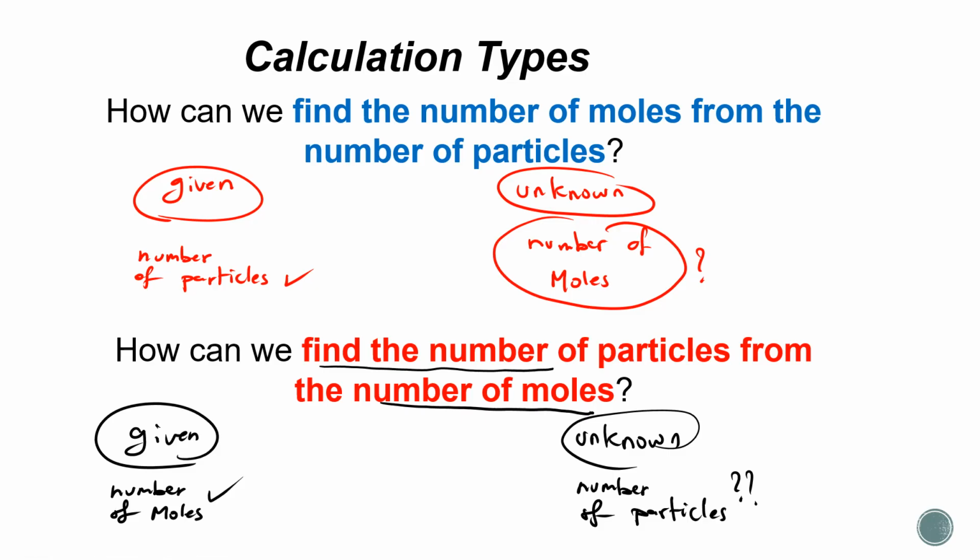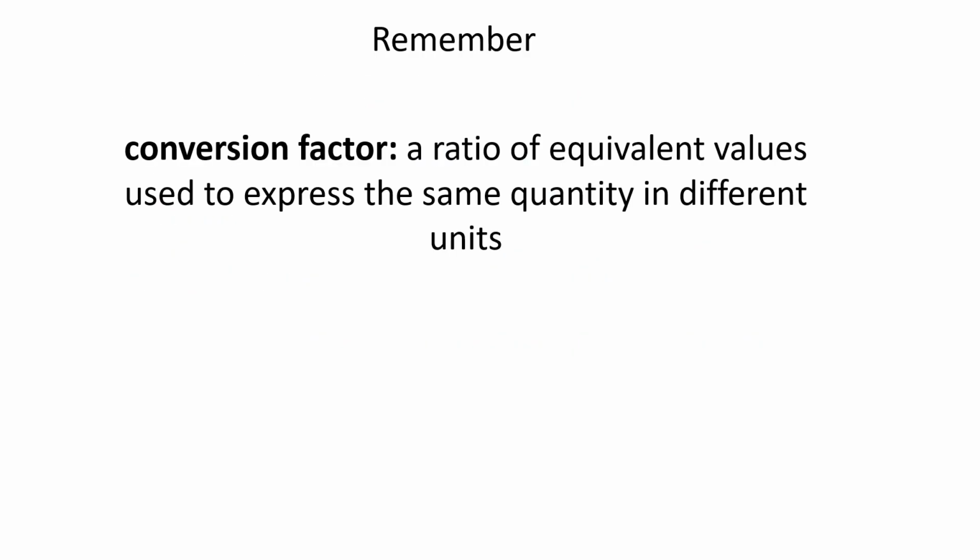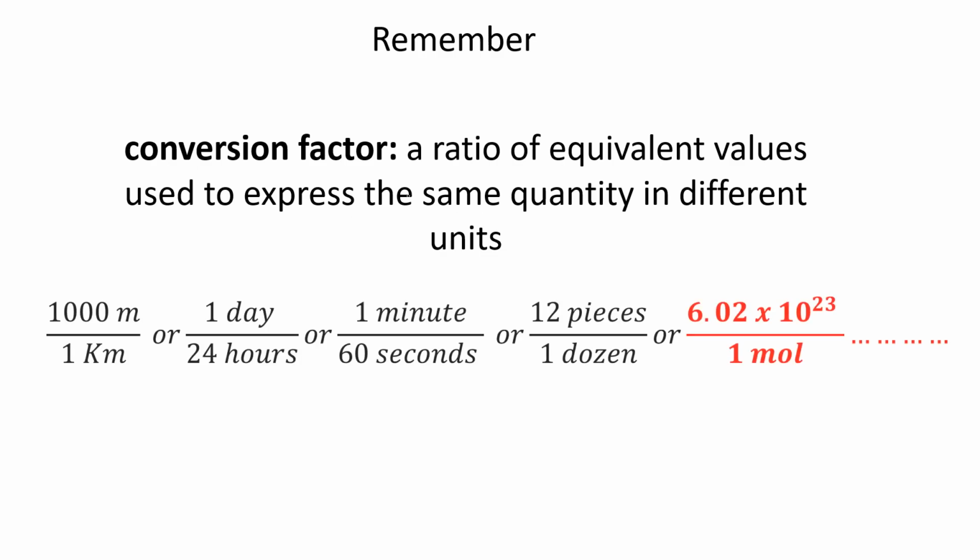There are many ways to do this, guys, and one of the ways is to remember conversion factors. Okay? So a conversion factor is a ratio of equivalent values used to express the same quantity in different units. طبعا this is a little bit complicated, but I'm going to show you. For example, ال1000 متر فيه 1 كيلومتر صح؟ This is a conversion factor. One day has 24 hours. This is a conversion factor. يخليك تحول الأيام لساعات أو الساعات لأيام.